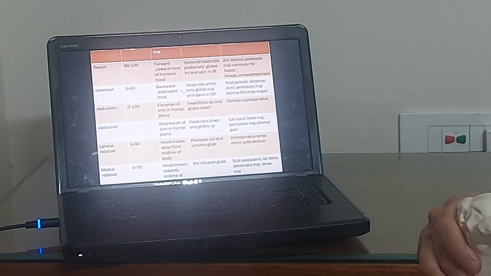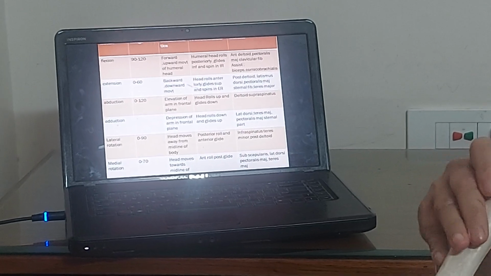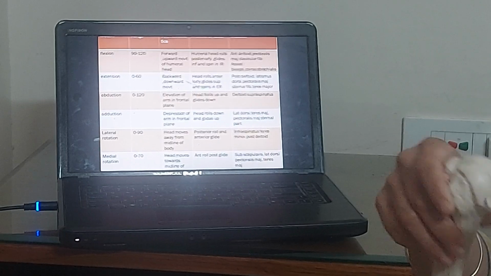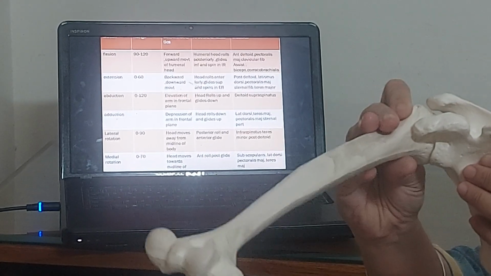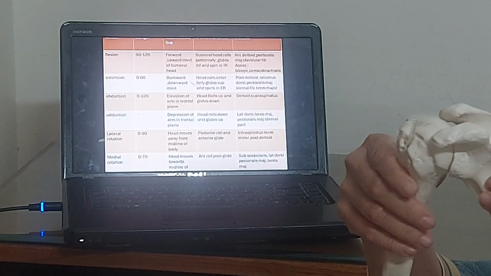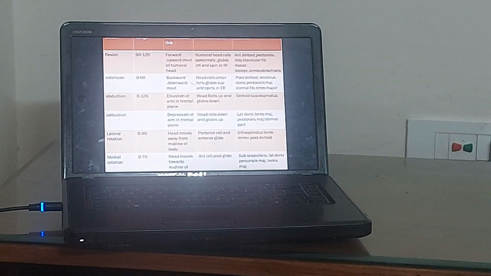Now the first movement is called flexion. Flexion is the upward and forward movement of the head of the humerus. Now try to see how the head is moving. It is moving upward. This is the movement, the upward and forward movement of the head of the humerus.